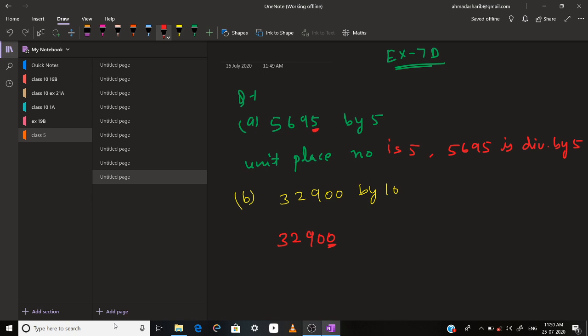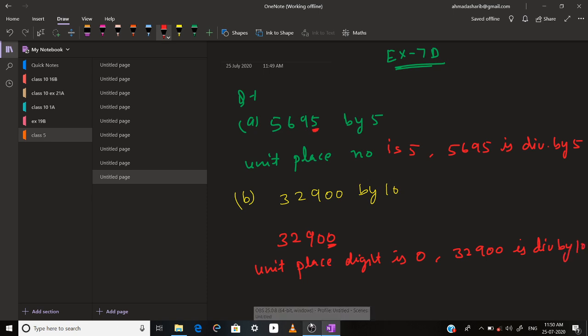So what will you write in your answer? You will write: unit place digit is 0, so 32,900 is divisible by 10. In the same way you will check the divisibility in each and every part. I have told you the rule, and the rule is also given on page number 112. Now let us do question second.